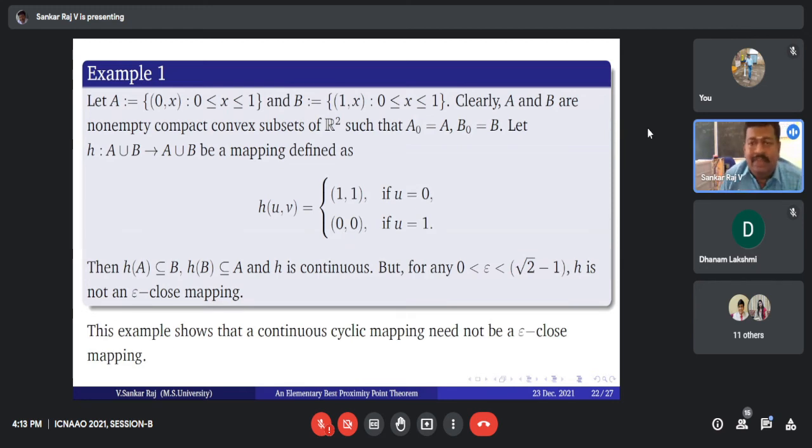We take two segments in R2, only in R2, whatever we are discussing. It is a non-empty compact convex subset of R2: on the y-axis one segment from 0 to 1, and just translating it to the segment from (1,0) to (1,1). Here we have defined a map H such that all the elements here are mapped to (1,1) and all the elements here are mapped to (0,0). So the distance is always root 2. Whenever epsilon is less than root 2 minus 1, this will not be an epsilon closed map. So this function is continuous, but it is not an epsilon closed map. So we have given an example that an epsilon closed map need not be continuous and a continuous map need not be epsilon closed.